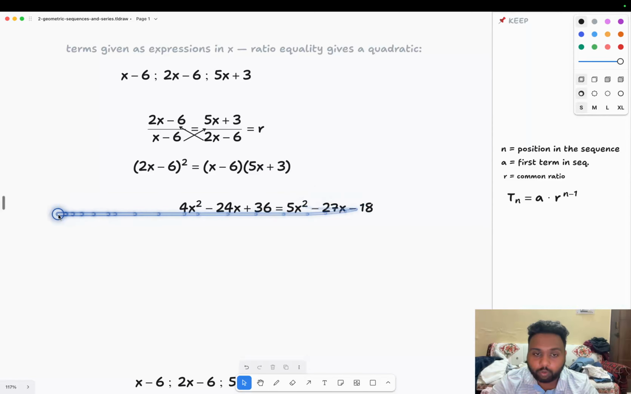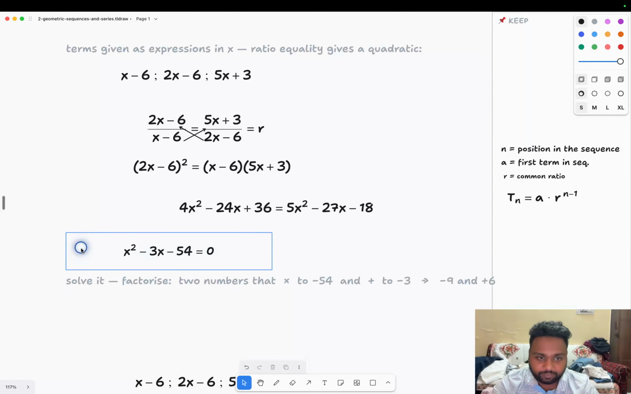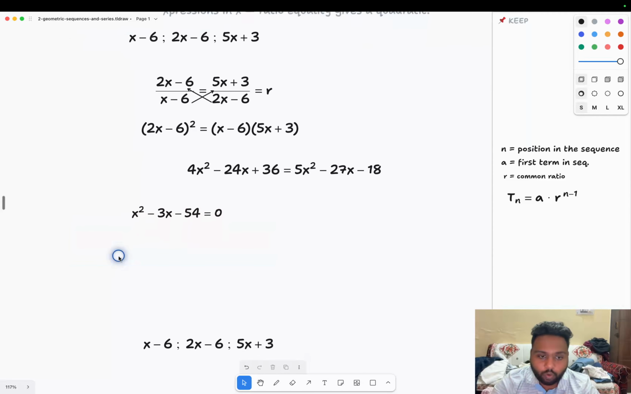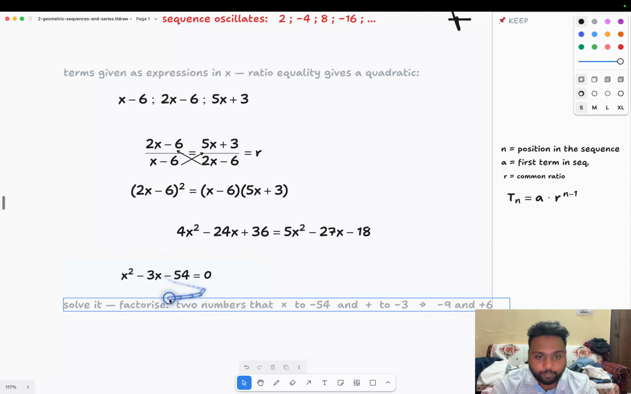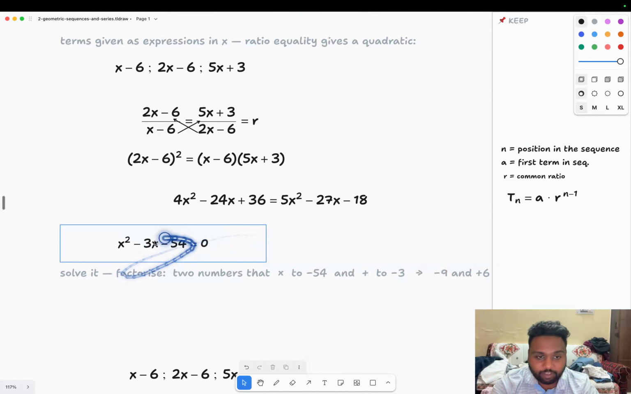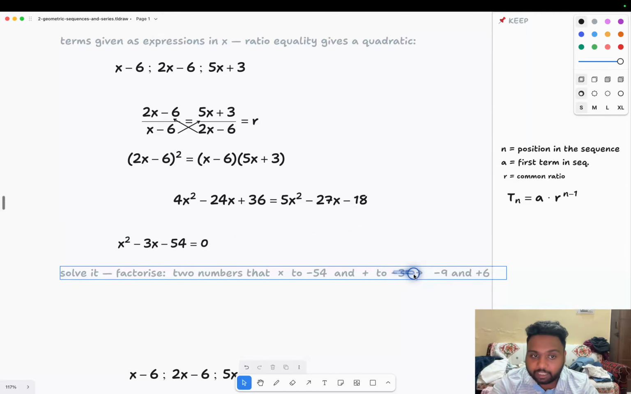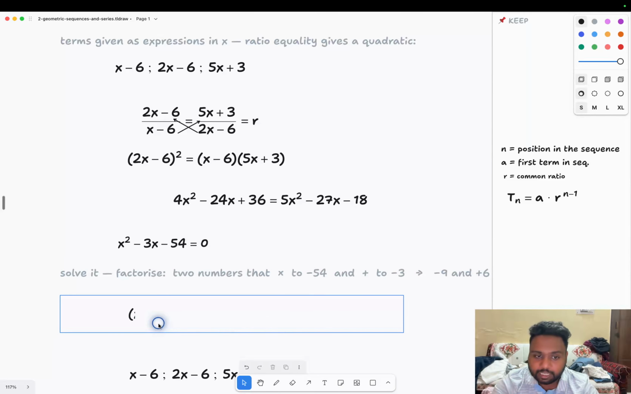It's going to be equal to this. And if we solve this further, then it's this. So if you guys know how to factorize this, then it's easy. And if you don't, I can help you with that. So we have to find two numbers which multiply to 54, and if we add them together, they add to minus 3. And we can take minus 9 and plus 6 as our numbers.